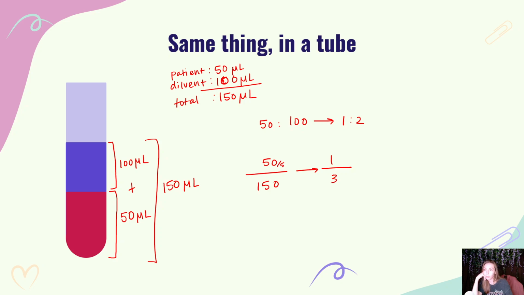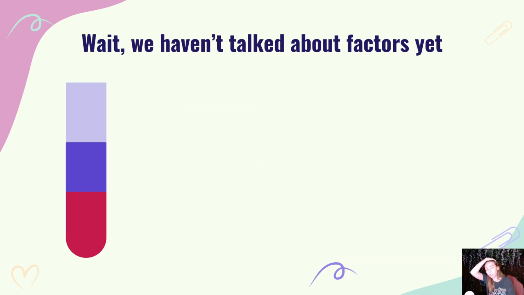Because I just divided that by 50, and I divided that by 50. 150 divided by 50 is 3. 50 divided by 50 is 1. That's how I got 1/3. Okay? Beautiful. That's it. That is how you would get your ratio and how you would get your dilution. Ugh, isn't that beautiful? Problem is we haven't talked about factors yet. So what is a factor?